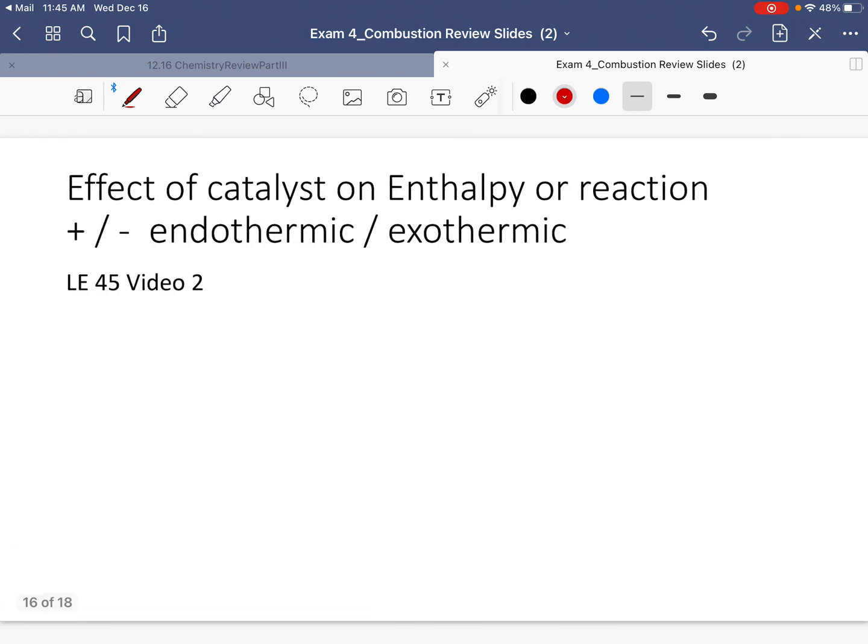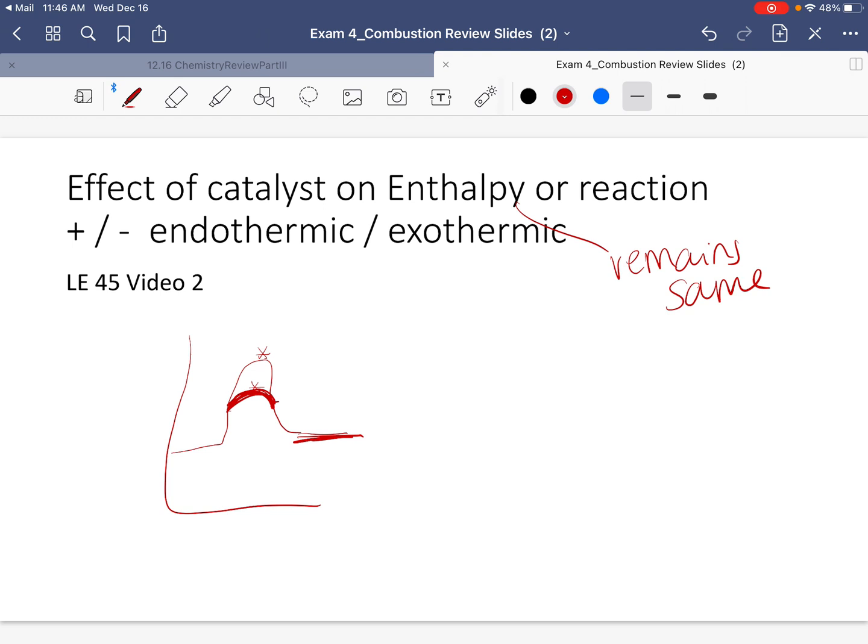Single, double, triple bond. The effects of catalysts on enthalpy of a reaction. So again, remember when you're adding a catalyst to a reaction, all you're doing is reducing this activation energy. So instead of having to go all the way up here, your activation energy is lower, but your enthalpy remains the same. You can watch it again, but I just want to make sure that we understand that enthalpy remains the same. Catalyst just reduces activation energy.